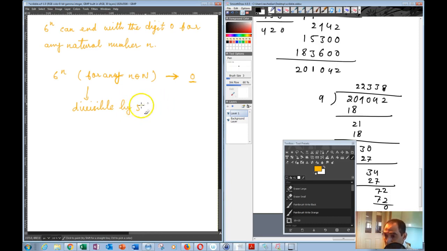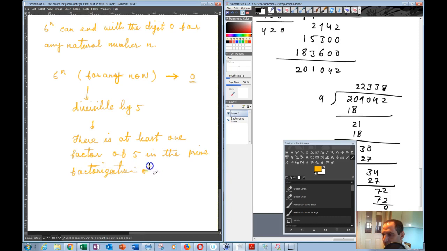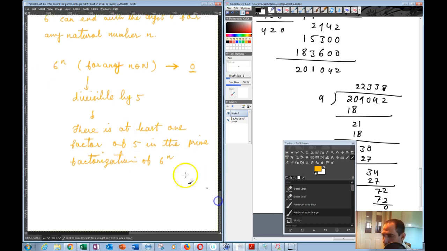Okay? So now if this number is divisible by 5, that means that there is at least one factor of 5 in the prime factorization of 6 raised to the power n, right? Now, we can check whether this 5 is there or not. You know that 6 raised to the power n, you can write it as 2 raised to the power n times 3 raised to the power n.